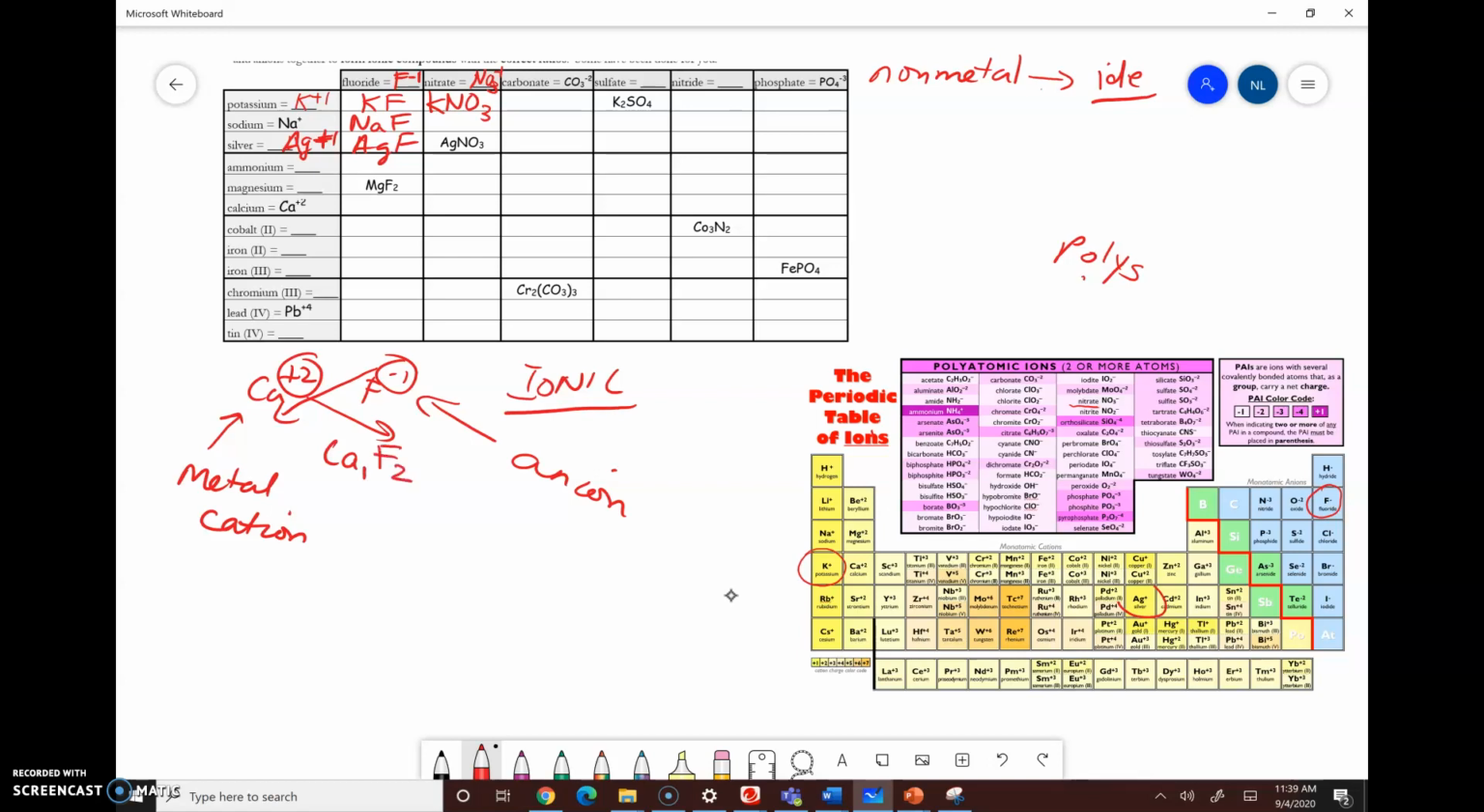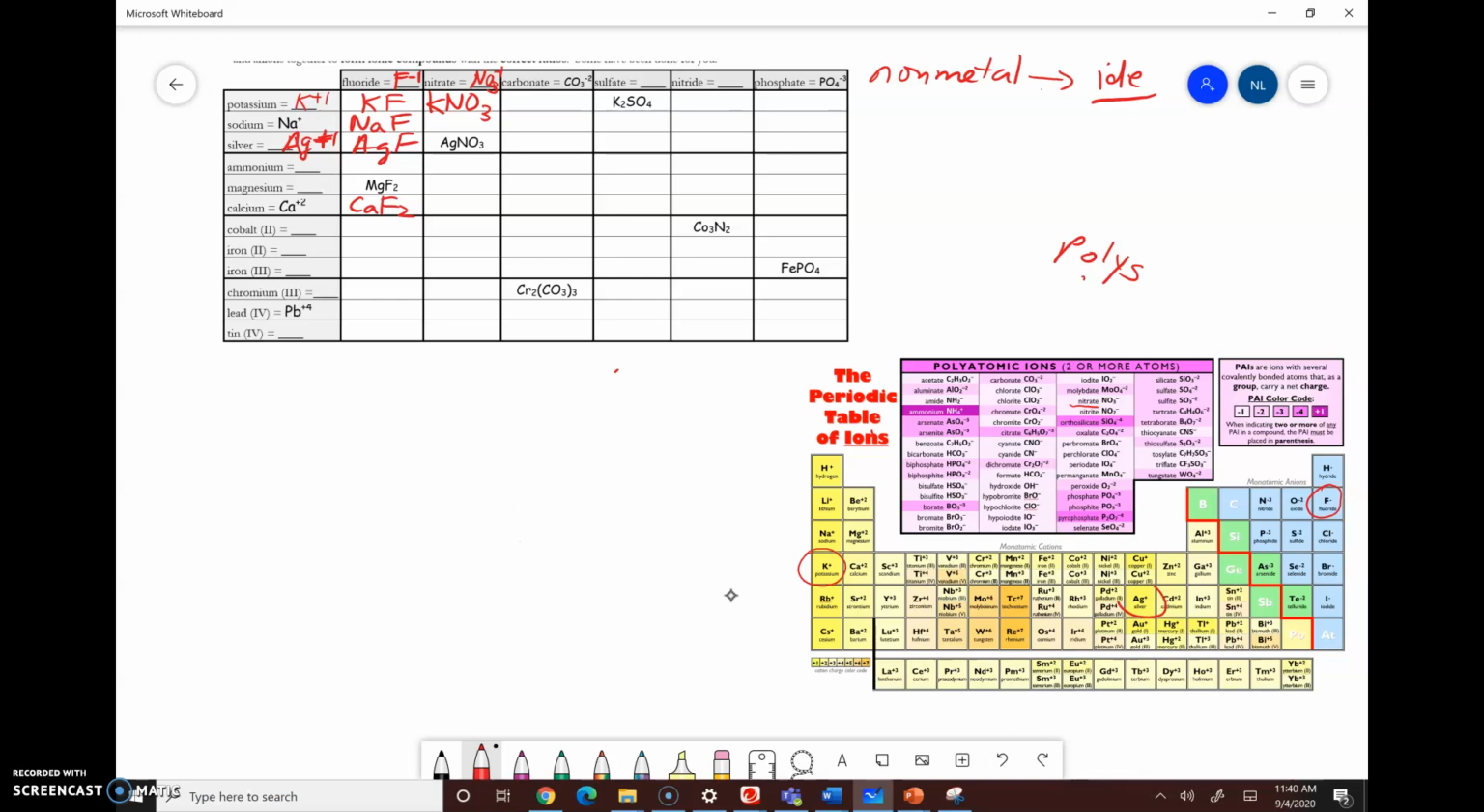Fluorine is gonna get that 2, all right? Remember, we're not gonna do this. You're not gonna go ahead and put them like that. That is wrong, okay? You drop the sign, and you swap. So you get CaF2.